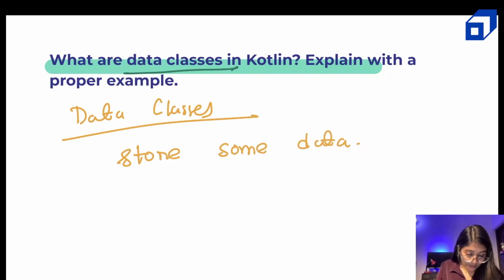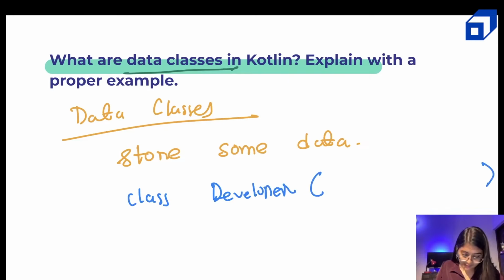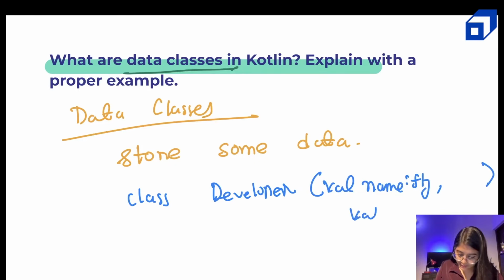So in Kotlin it is marked as data. We generally create classes like this: class keyword, name of the class, let's say Developer is the name of the class, then some parameters like maybe val name of type String, then maybe val age of type Int, right? So this is, I mean, let me erase this one.